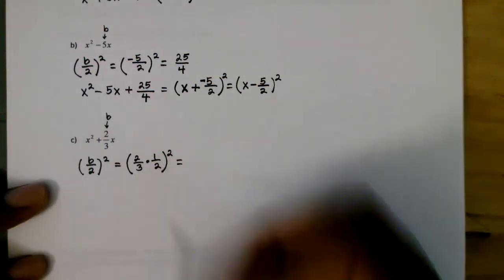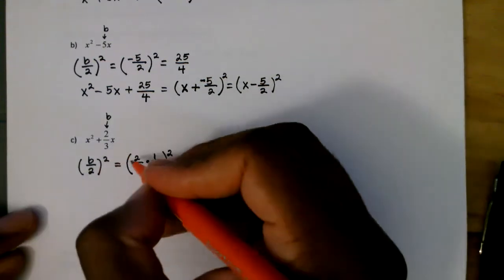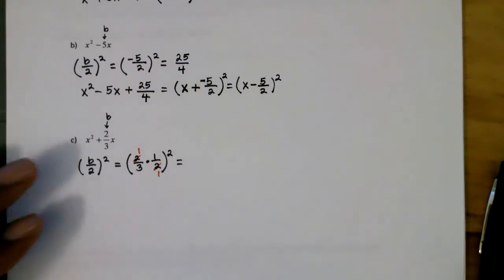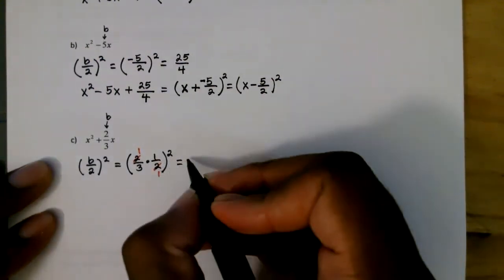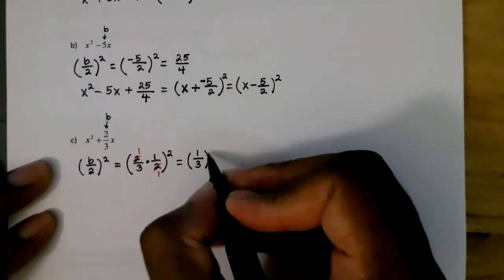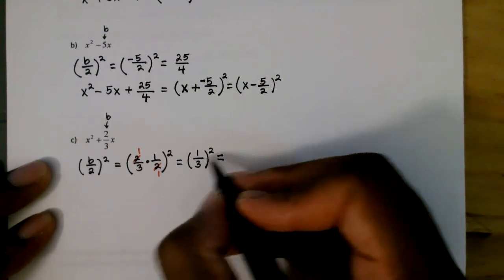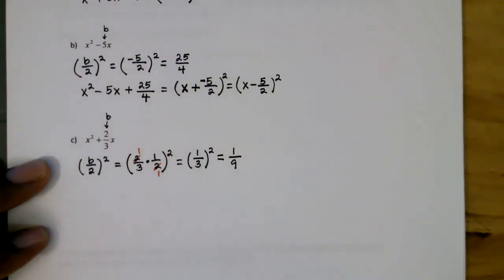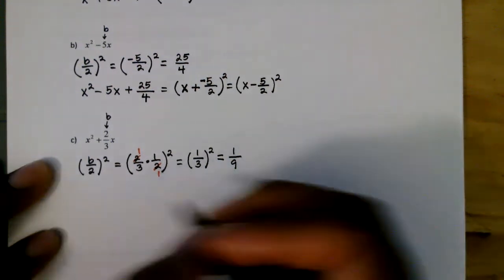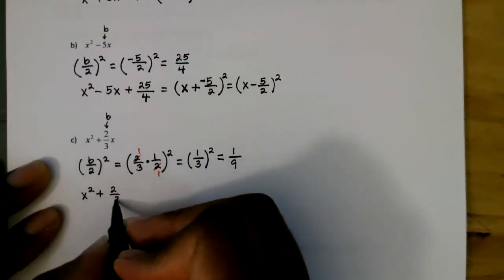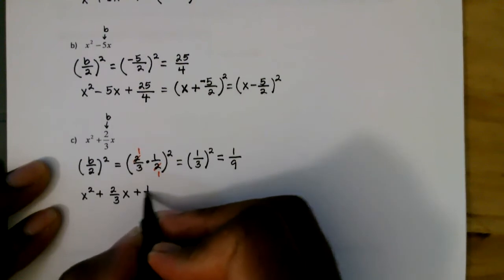And let's simplify this. Let's see here. These 2's divide out in the numerator and the denominator. So that means I had 1 times 1, which is 1, divided by 3 times 1, which is 3. That'd be 1/3 squared. Square the 1, you're going to get 1, and square the 3, you're going to get 9. So I need to add 1/9 to that binomial. So I have x squared plus 2/3 x plus 1/9.